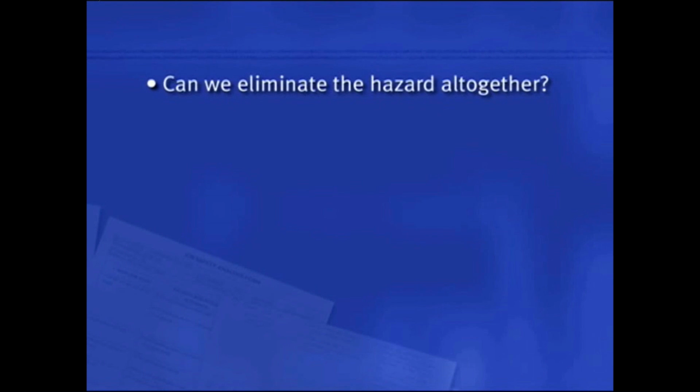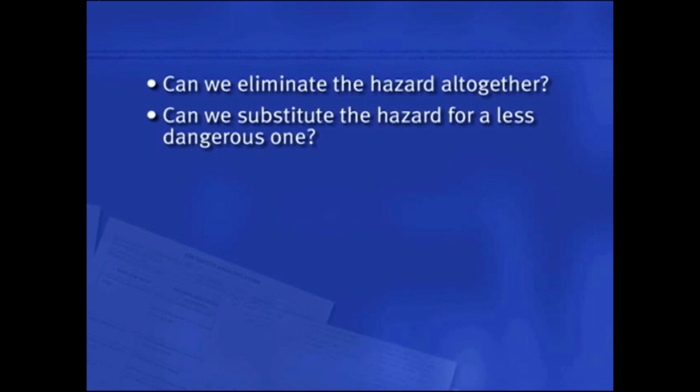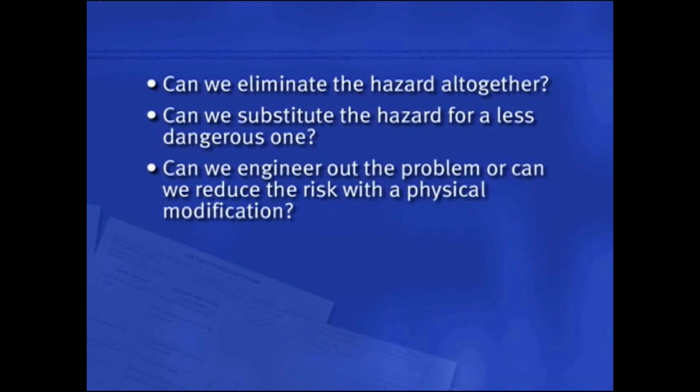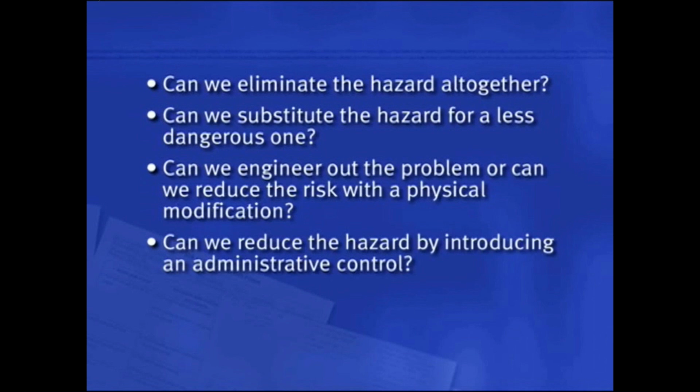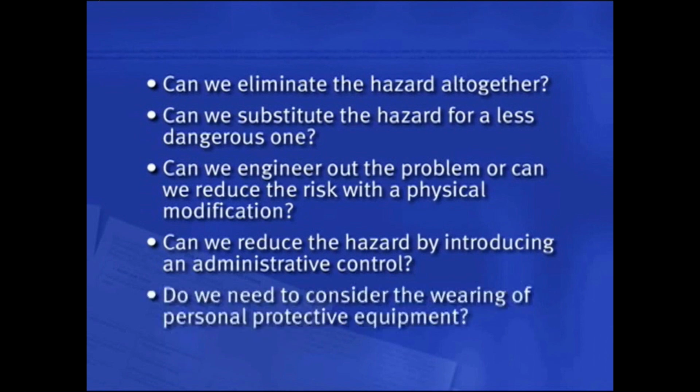This list prioritizes control measures and acts as a guide by working down the list when deciding on appropriate control measures. The questions that it leads to include: can we eliminate the hazard altogether? Can we substitute the hazard for a less dangerous one? Can we engineer out the problem, or can we reduce the risk with a physical modification? Can we reduce the hazard by introducing an administrative control? Or do we need to consider the wearing of personal protective equipment?